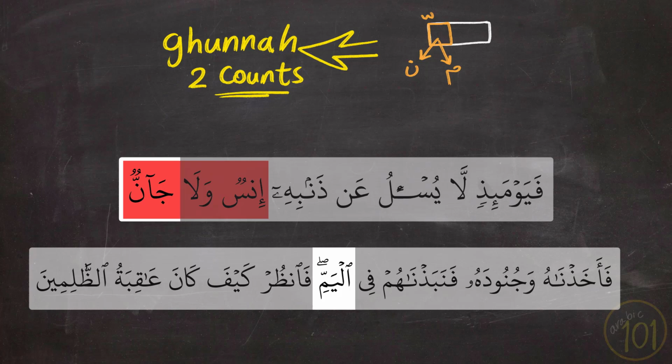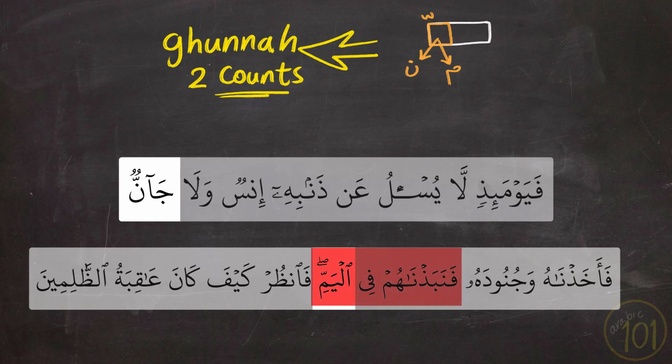إِنسٌ وَلَا جَانٌّ. This is not correct, and it should be إِنسٌ وَلَا جَانٌّ. And in the next example, it is wrong to read it like that: فَنَبَذْنَاهُمْ فِي الْيَمِّ. But it should be فَنَبَذْنَاهُمْ فِي الْيَمِّ.